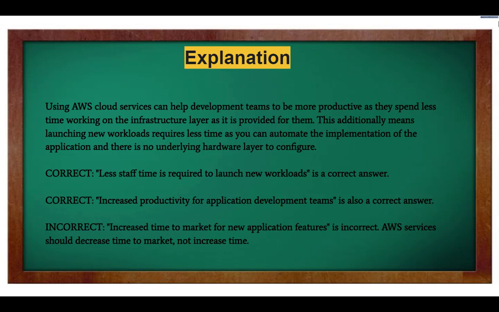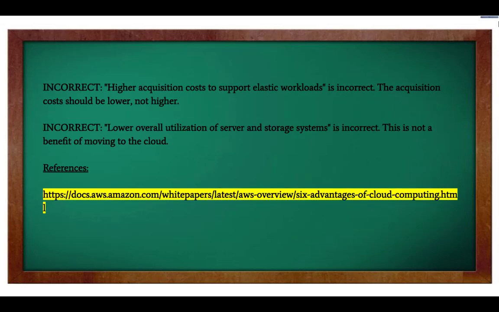Incorrect, increased time to market for new application features is incorrect. AWS services should decrease time to market, not increase time. Incorrect, higher acquisition costs to support elastic workloads is incorrect. The acquisition costs should be lower, not higher. Incorrect, lower overall utilization of server and storage systems is incorrect. This is not a benefit of moving to the cloud.